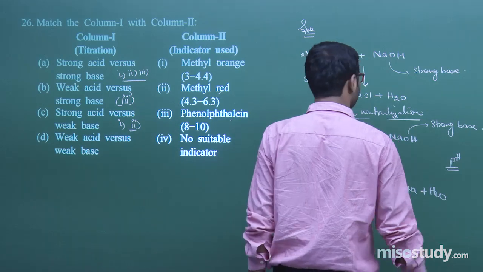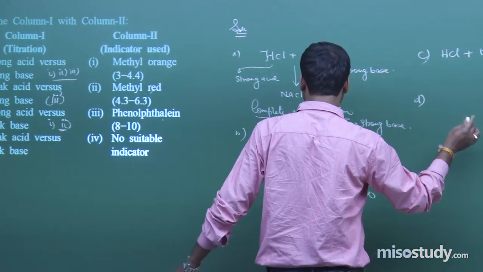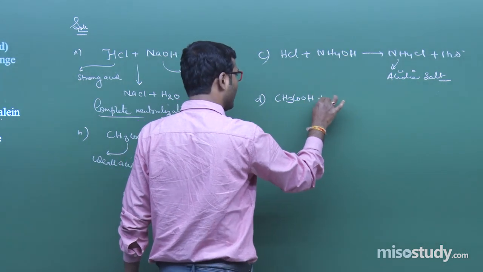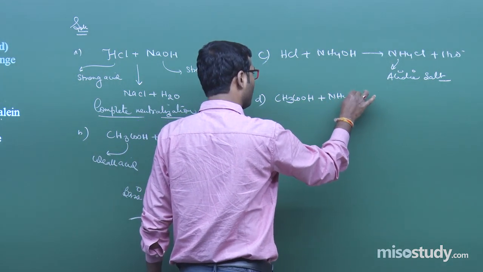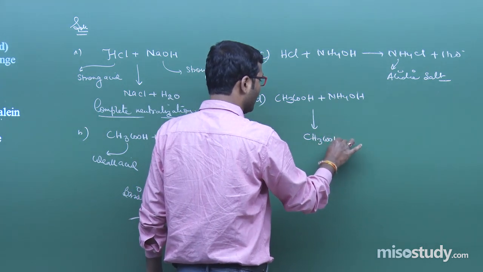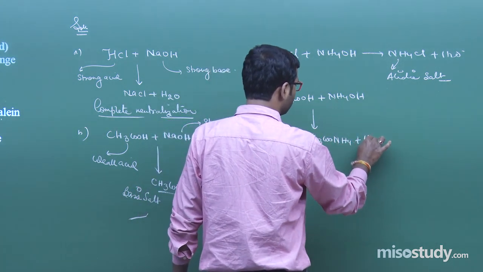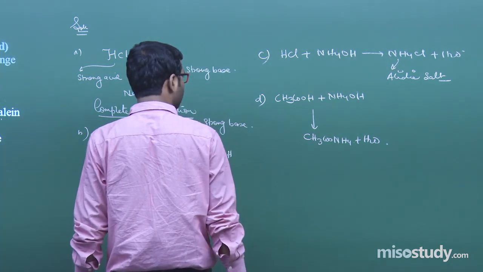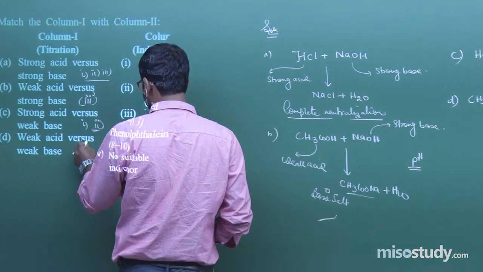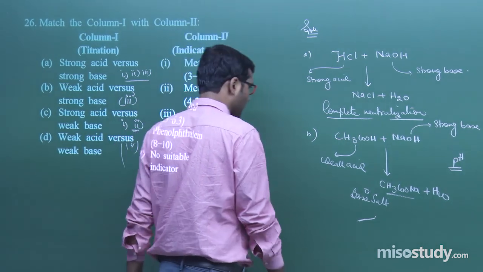Now weak acid versus weak base. In this case no such indicator. For example, if I write here CH3COOH plus NH4OH, we will get CH3COONH4 plus H2O. So in this case no suitable indicator. The fourth is the correct option.